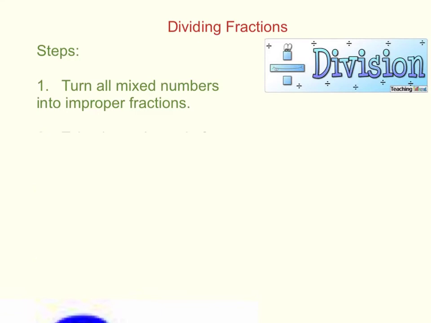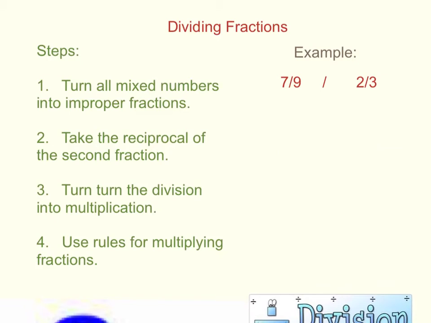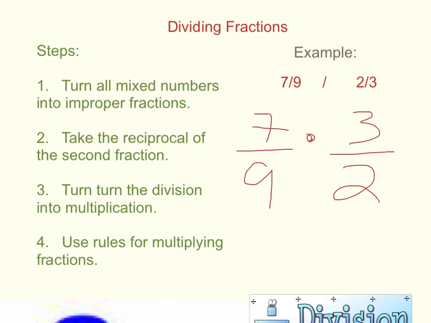Now let's try an example together. 7/9 divided by 2/3. Since we don't have any mixed numbers, we can skip step 1 and go straight to step 2. The reciprocal of 2/3 is 3/2. We'll leave our first fraction as is, 7/9, and the division we turn into multiplication.